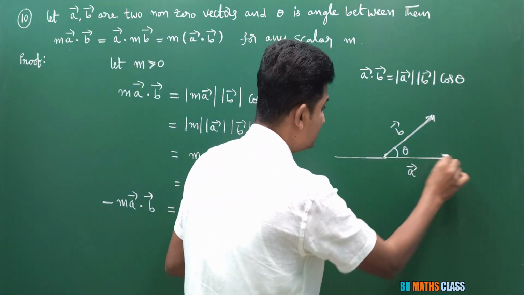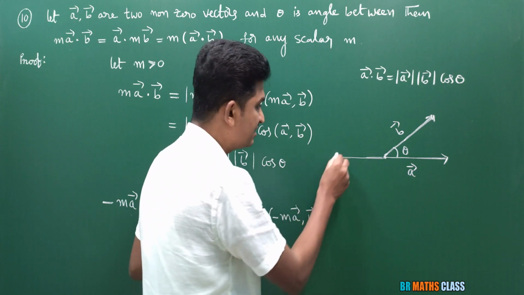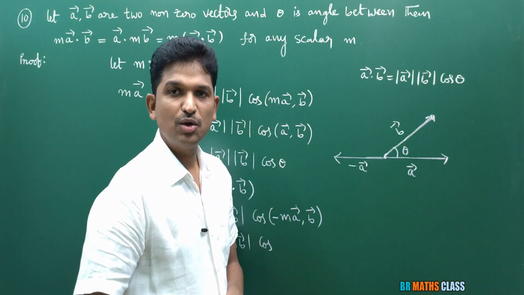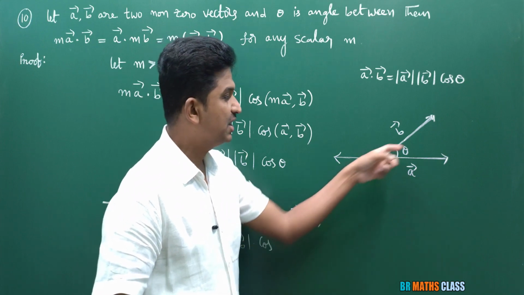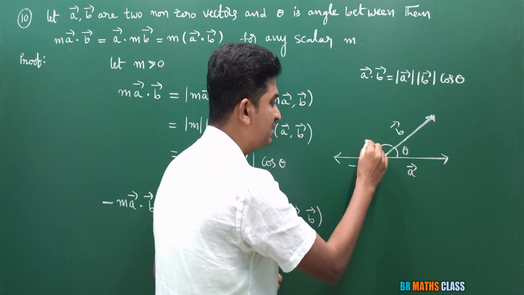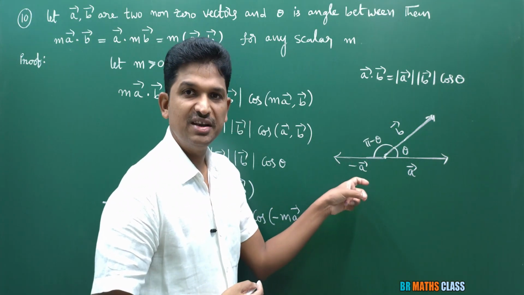You observe, see this is the direction of A bar. Minus A bar means the direction of minus A bar will be like this. This is minus A bar. Theta is the angle between A bar comma B bar. What is the angle between minus A bar comma B bar? You observe, this is the angle between minus A bar comma B bar. This is pi minus theta. This is the direction of minus A bar.